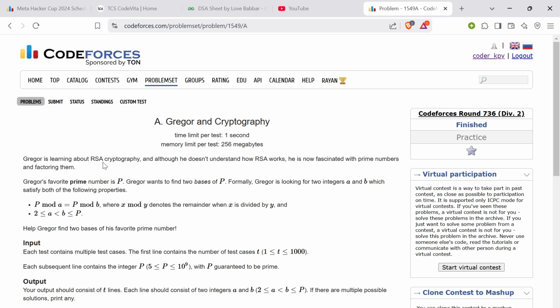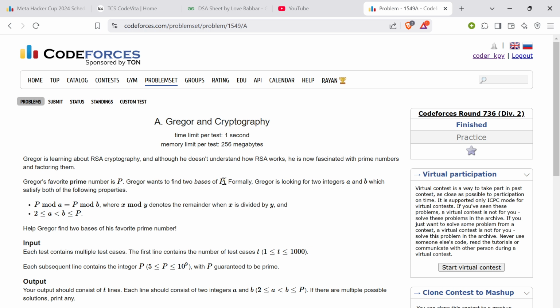So Gregor is learning about RSA cryptography, and although he does not understand how RSA works, it is given to Gregor. He is now fascinated with prime numbers and factoring them. Gregor's favorite prime number is P. Let's say the given prime number is P. He wants to find two bases of P.